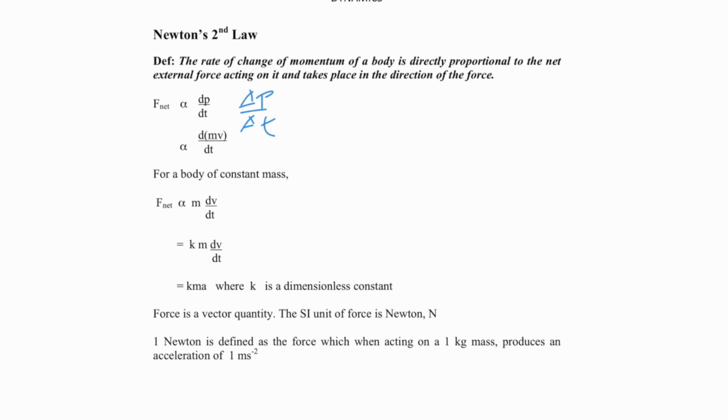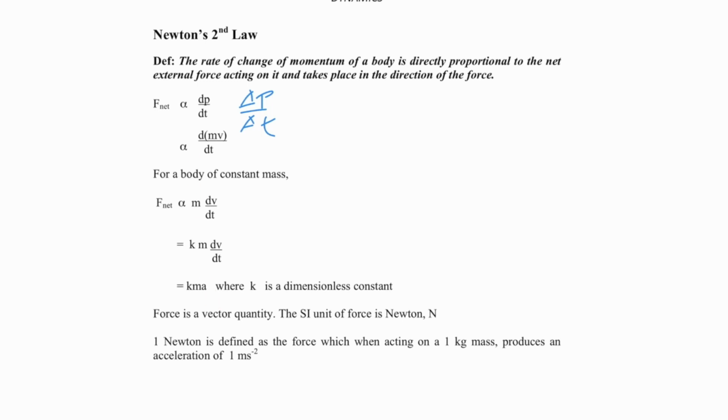You see, 1 Newton is defined as the force which, when acting on a mass of 1 kg, will produce an acceleration of 1 meter per second squared. So with the definition, if I substitute 1 here, and my mass is 1, my acceleration is 1, what must my k be? That's how you get rid of the k. That's how you get F net equals ma. So what it tells you is, for a body of constant mass, that's how you derive the equation.